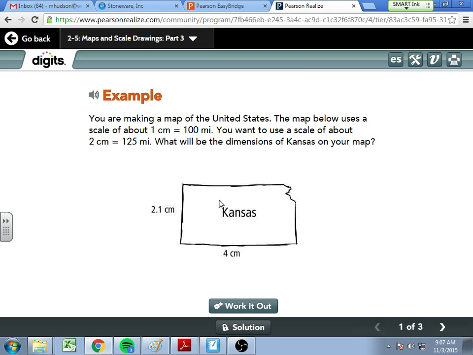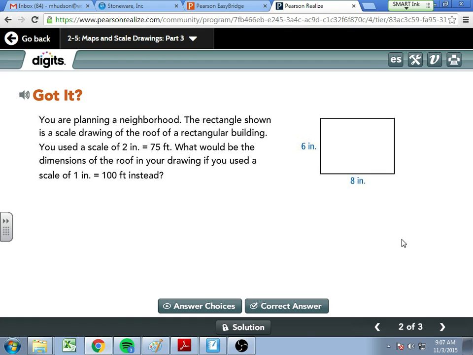Did you guys do the one with Kansas, or are we there yet? Yes, we did that. So we need to do this one? Yes, we need to do that one.